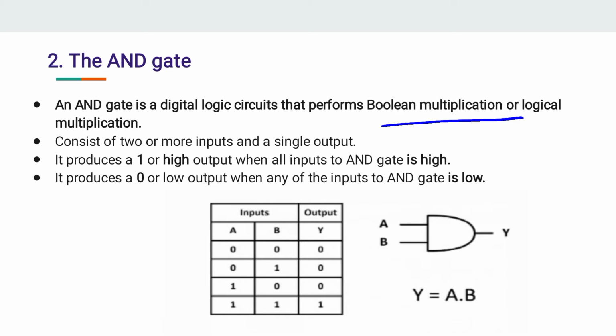Again it consists of two or more inputs and a single output. There is a condition of what the output has to come when it depends on the input. So it produces a 1 or a high output when all the inputs to AND gate are high. That means this one. If both the inputs are high, the output is high. Otherwise the output will be 0. Nothing but it produces a 0 or low output when any one of the inputs to AND gate is low.